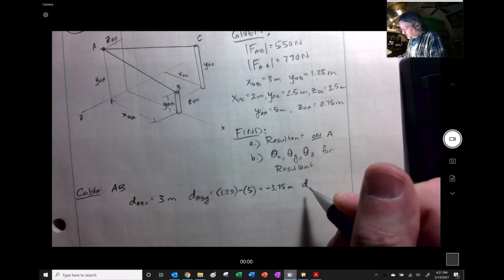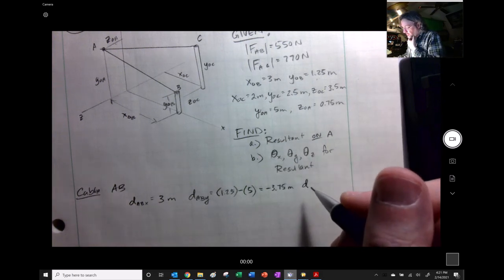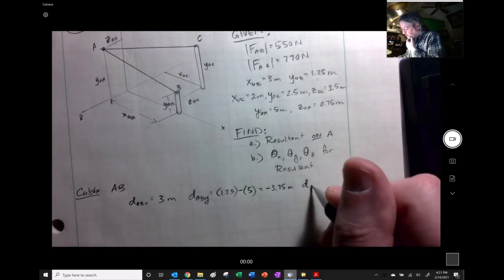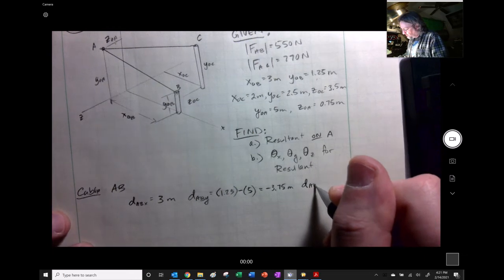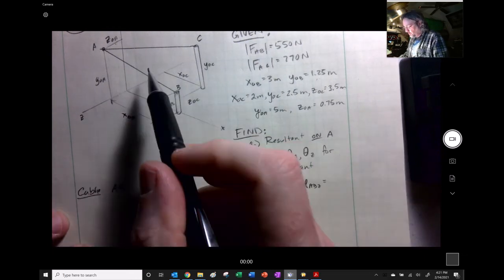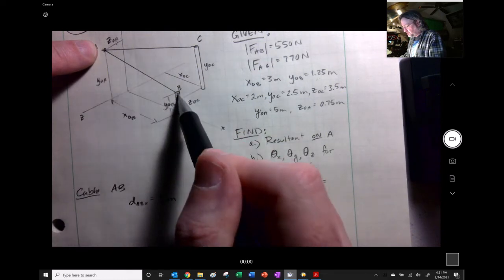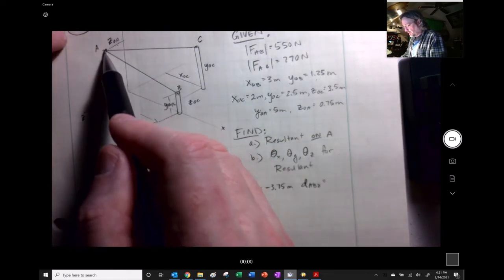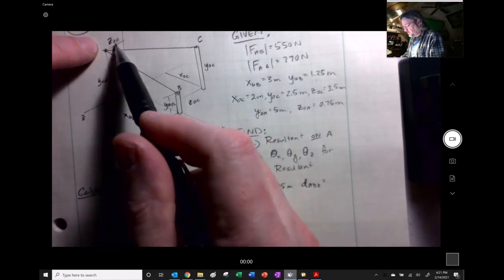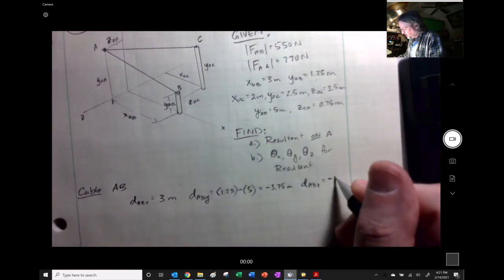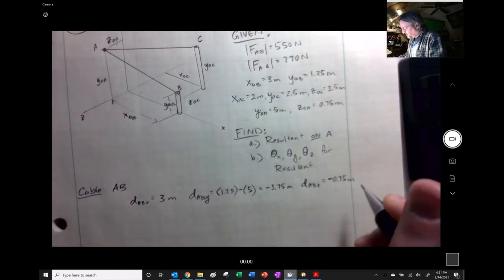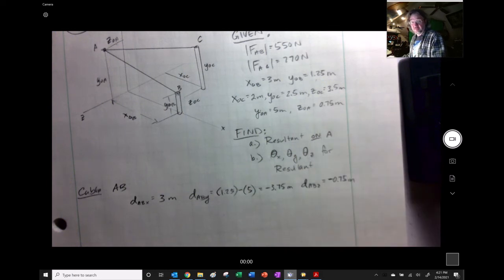And I think I'm going to be messing myself up here. No, I'm just going to write it down. We finish at 0, but we're starting out here, so we're going in the negative ZOA direction. So that's a negative 0.75 meters, right? That's the one we just have right there.